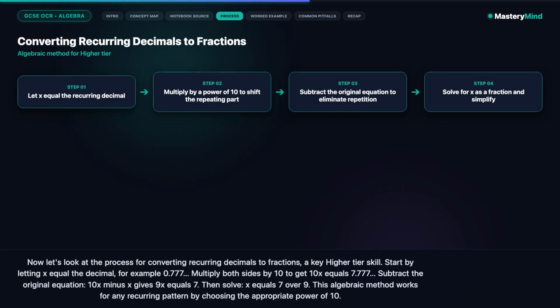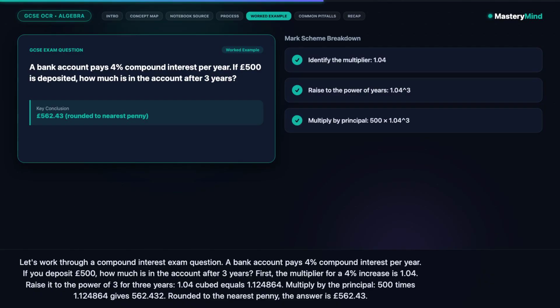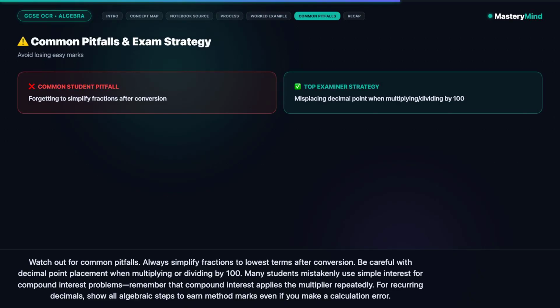Let's work through a compound interest exam question. A bank account pays 4% compound interest per year. If you deposit £500, how much is in the account after 3 years? First, the multiplier for a 4% increase is 1.04. Raise it to the power of 3 for 3 years, 1.04 cubed equals 1.124864. Multiply by the principal, 500 times 1.124864 gives 562.432. Rounded to the nearest penny, the answer is £562.43.